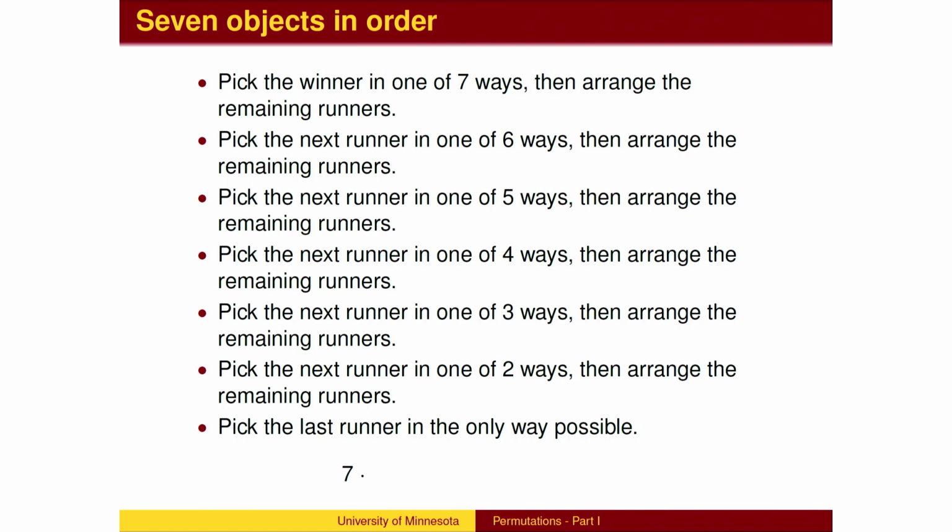The total number of permutations of 7 runners is 7 times the number of ways to permute the remaining 6, which is 6 times the number of ways to permute the remaining 5, which was 5 times the number of ways to permute the remaining 4. We continue this recursion until all the runners have been placed. The total permutations of 7 runners is 7 times 6 times 5 times 4 times 3 times 2 times 1.